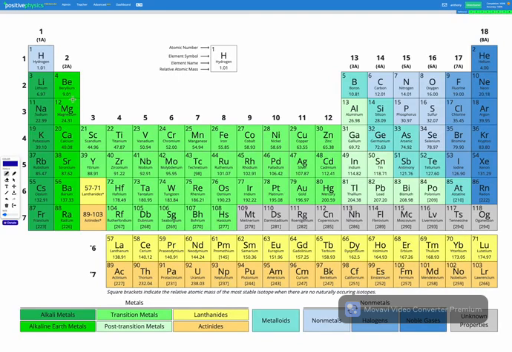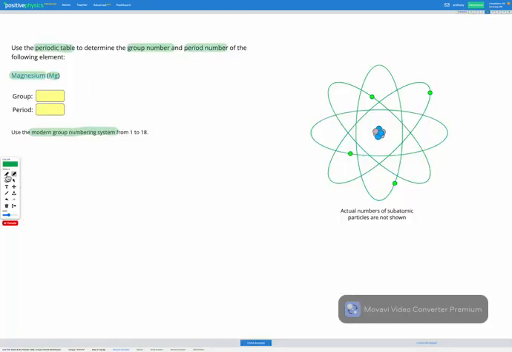So all we need to do is have a look and see what group and period it's in. Along the top, we can see it's number 2. That's our group, group 2. And along the side, it's number 3. That's period 3. So magnesium is going to be group 2 and period 3. Let's go and check that. So our group was group 2 and our period is period 3.